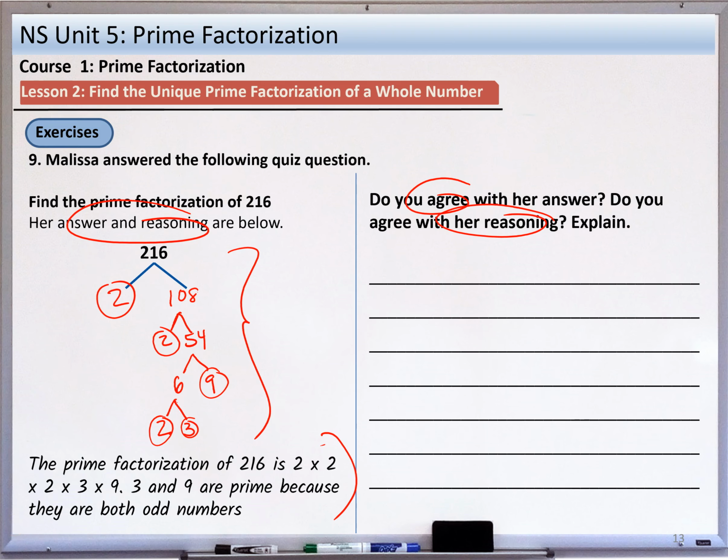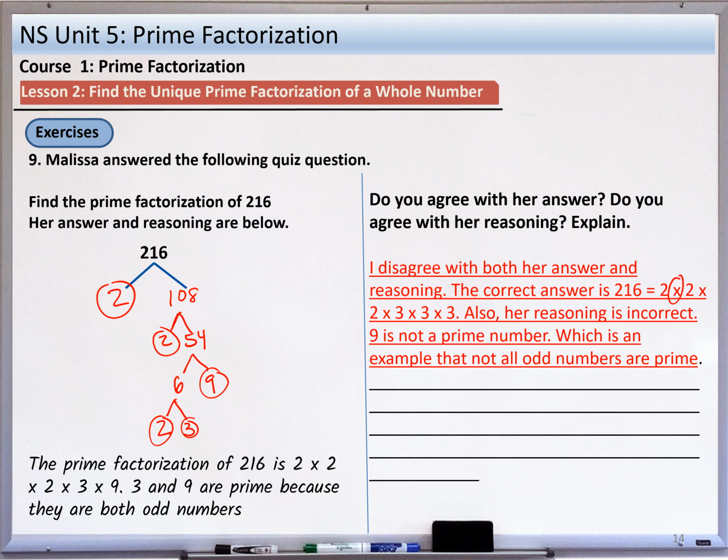Okay, here's a possible answer. Yours could be written differently, but it should contain the same elements. So it's 2 parts to this question. I disagree with both her answer and her reasoning. The correct answer is 216 is 2 times 2 times 2 times 3 times 3 times 3.